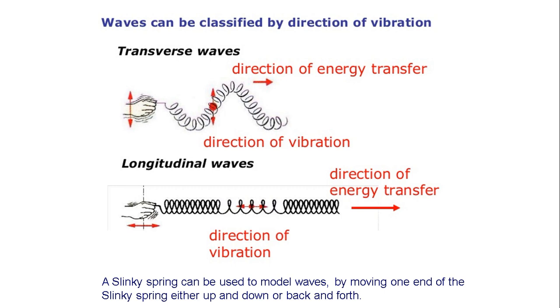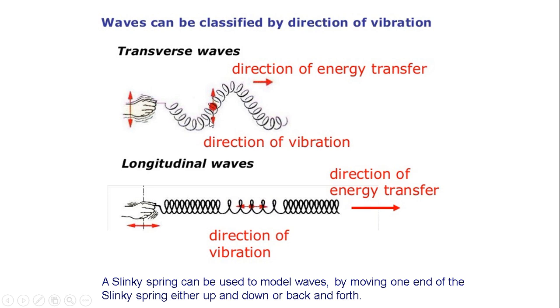Now, waves can be classified by direction of vibration, by how they vibrate. We can classify waves as transverse waves and longitudinal waves. I think you did this in year 8. Transverse is just how it vibrates, in the transverse direction. It vibrates up and down. So a wave in which the vibration is up and down is a transverse wave.